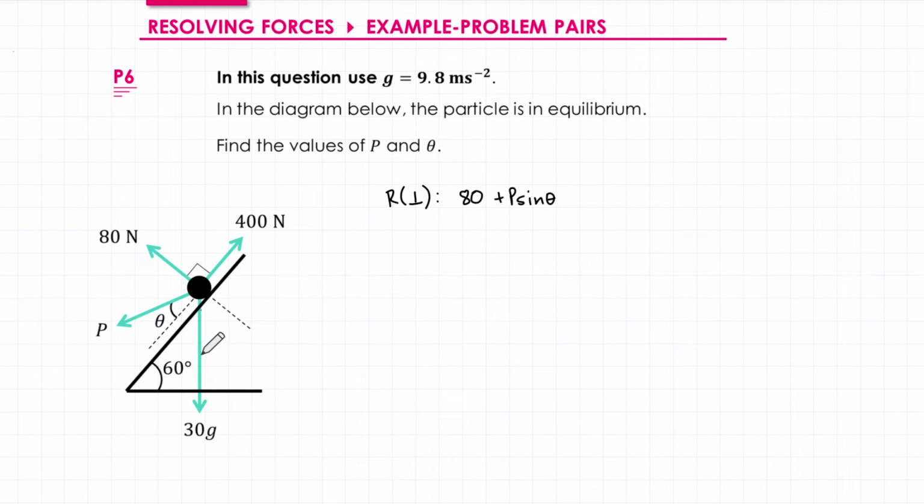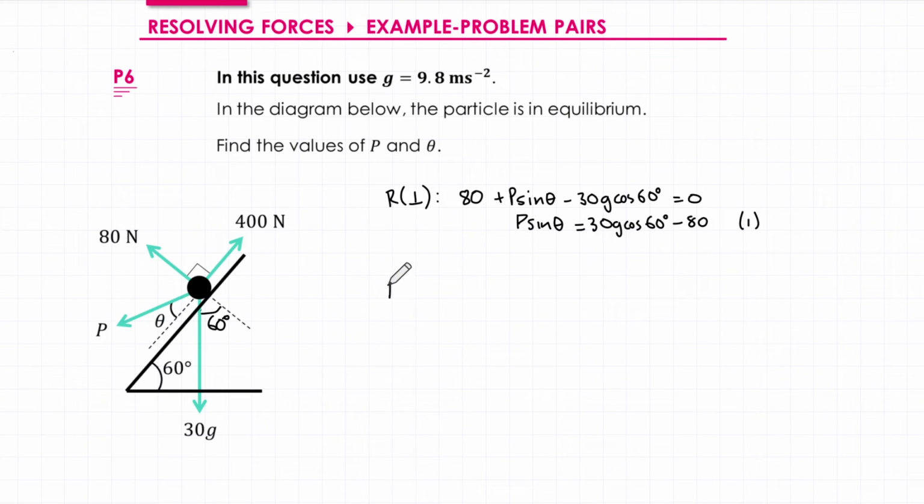We've got a component of the weight going into the slope. The angle here is 60 degrees, which is the same as at the foot of the slope. So we get minus 30g cos 60. It's in equilibrium, so that equals 0. We'll rearrange to make P sine theta the subject, and we'll call that equation 1.